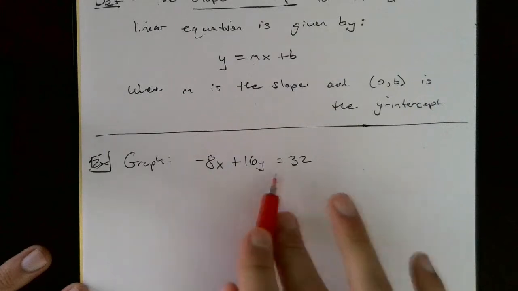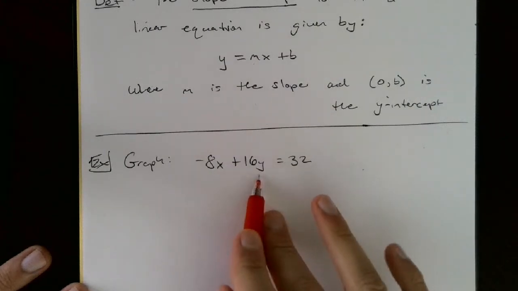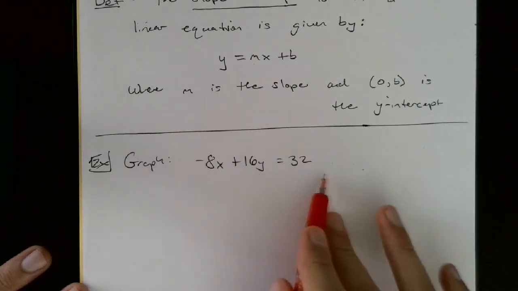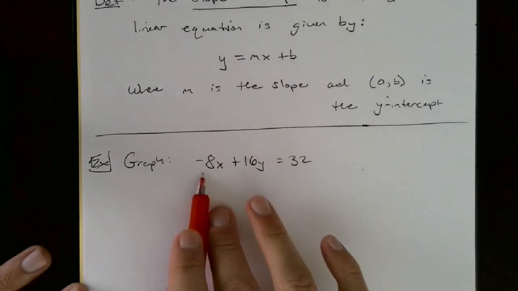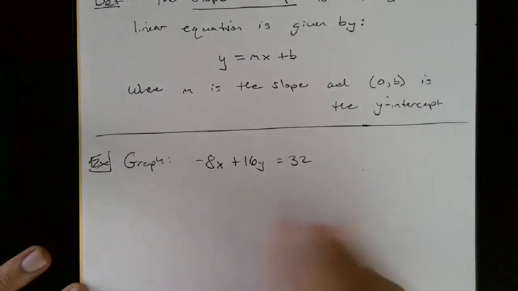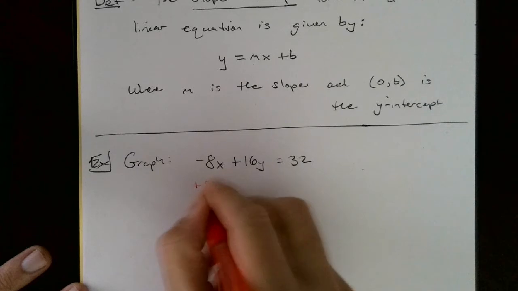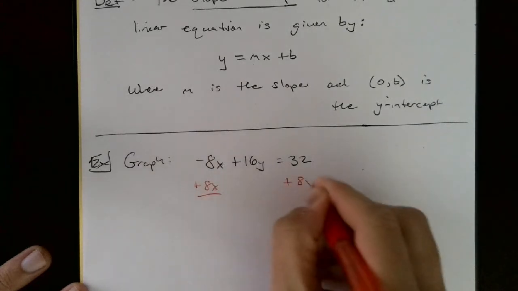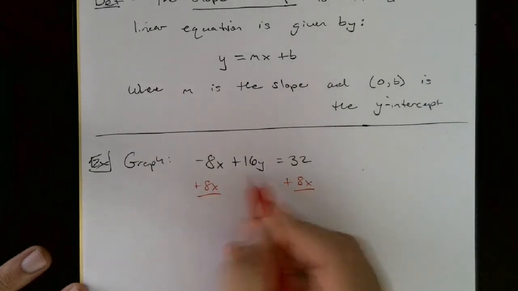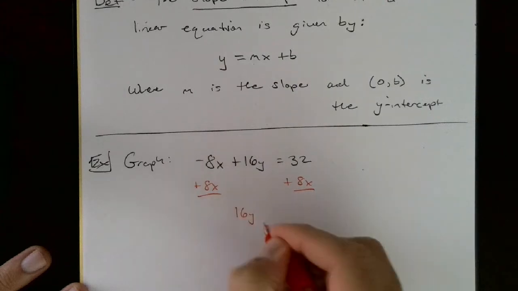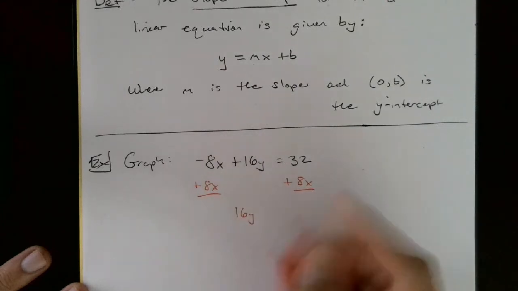And in order to do that, we first want to isolate the term that has y in it. So I have to move this negative 8x over to the other side somehow. So since this is negative 8x, to move it to the other side, what we're going to do is add 8x and add 8x. So I'm left with a positive 16y here, so I can just write that as 16y. If that was a negative, make sure you keep it negative.